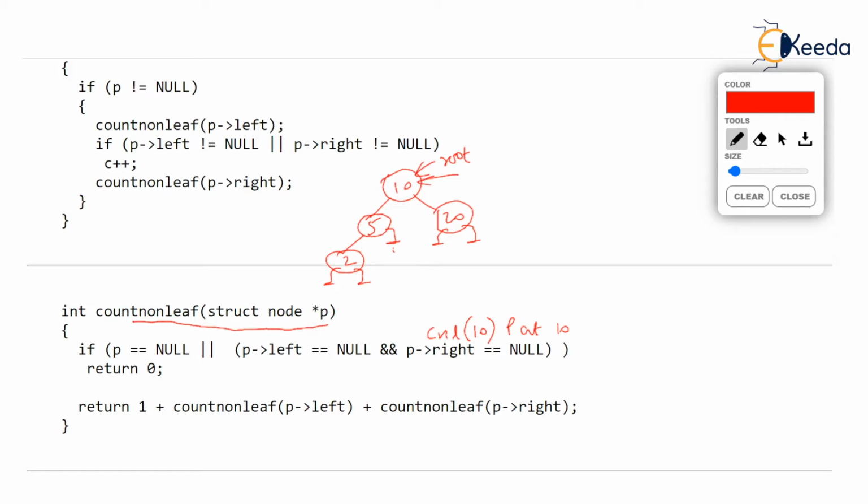And what's the first question you ask after entering count non-leaf? Come on, you ask, is that P first of all valid or is it null? If it is null, forget it. Then P is not pointing to a valid node. Or is the node which we are talking about having both left and right pointers null? Well, by the way, 10 is such a node for which all these conditions are false, you know. The entire if is false. So the function won't return 0, but the next line is going to run. I hope you got it.